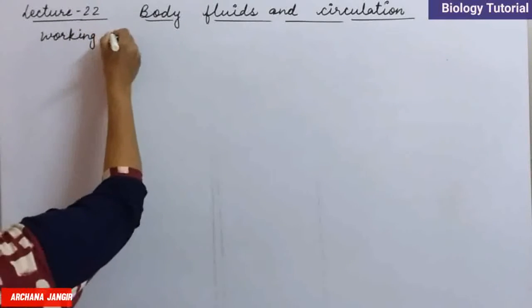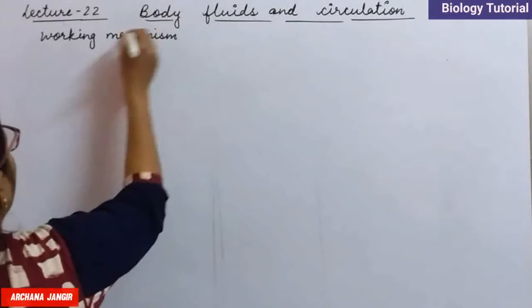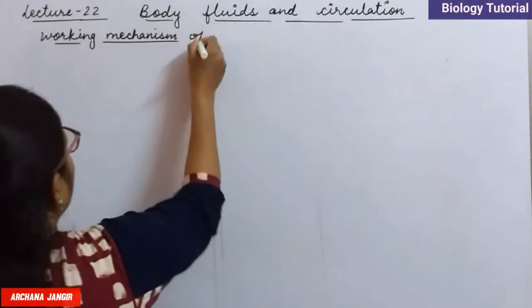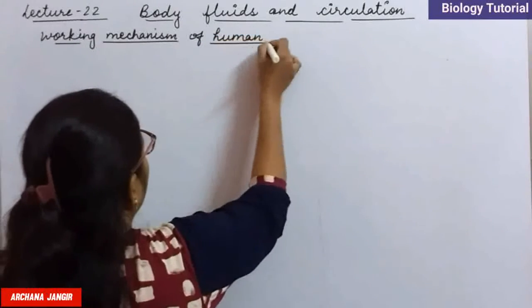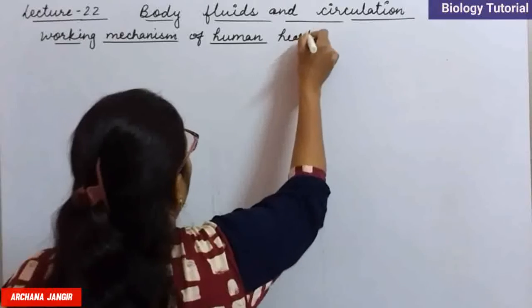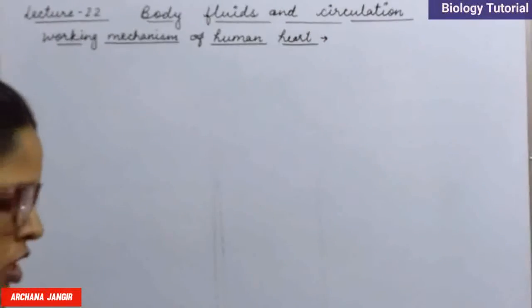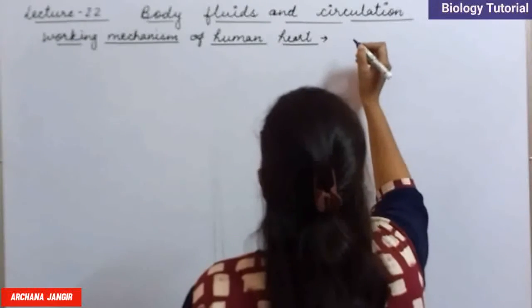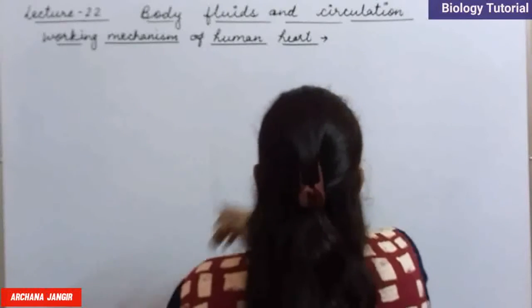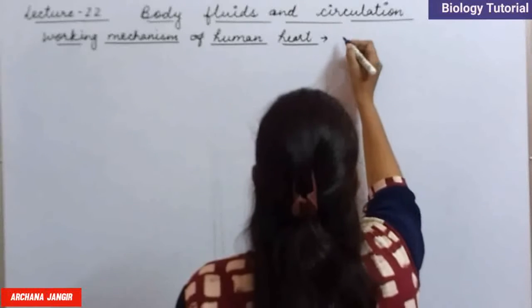the working mechanism of the human heart. How is the human heart going to pump the blood? In human beings, double circulation is present. It means blood passes through the heart twice during each circulation before pumping into the body tissues.